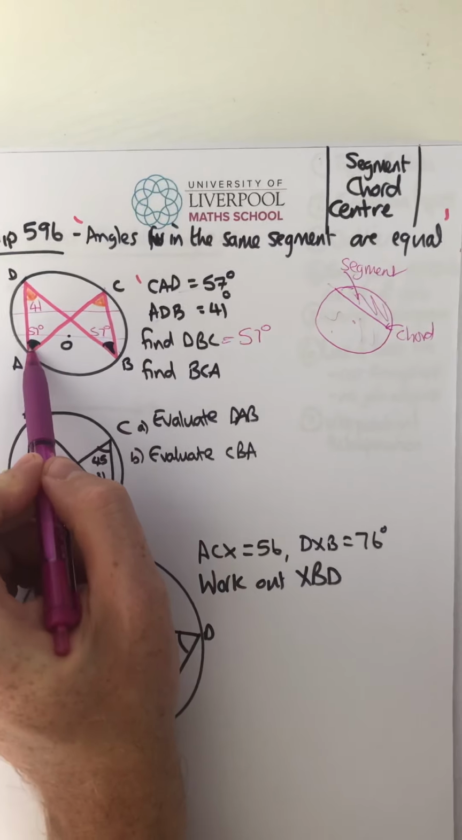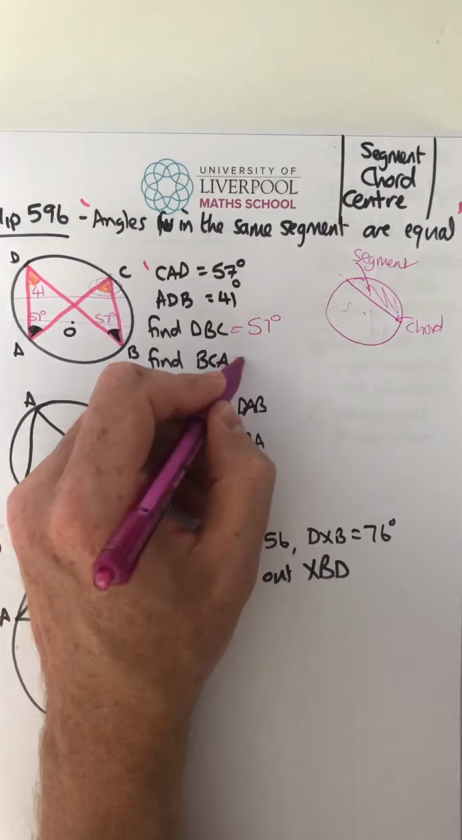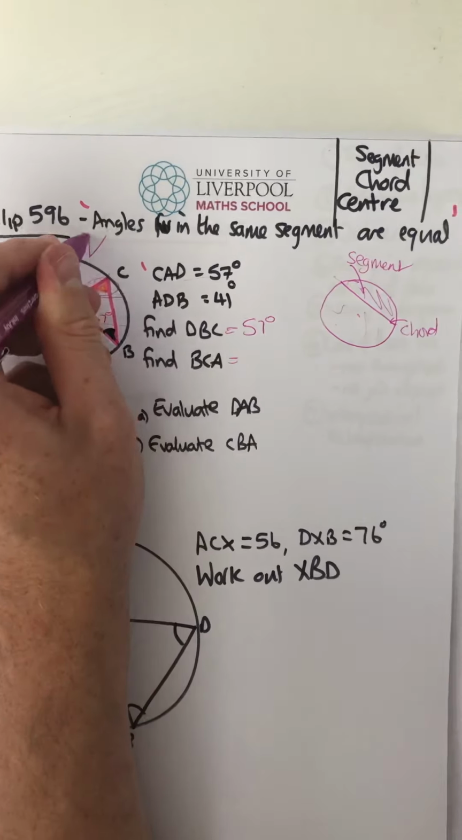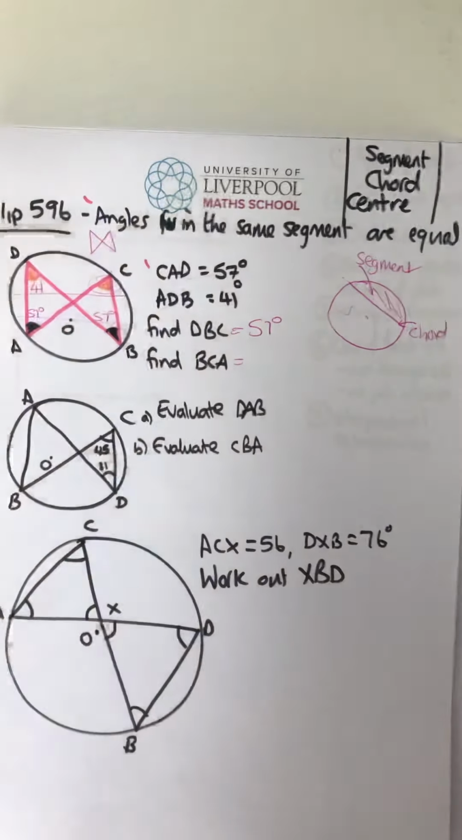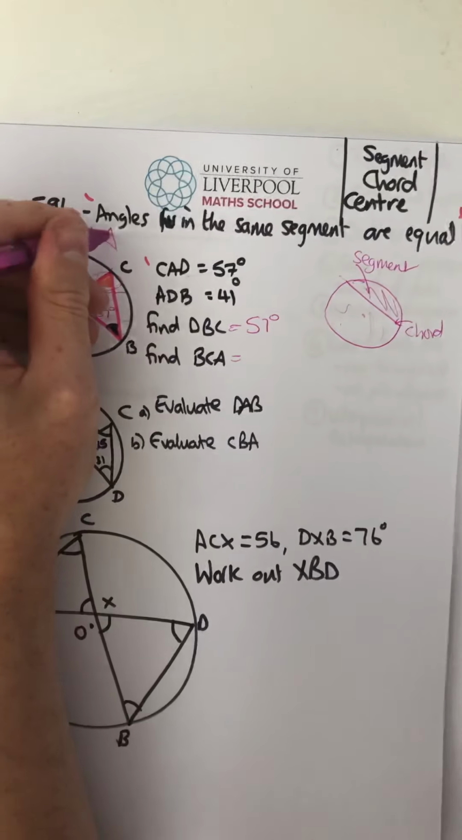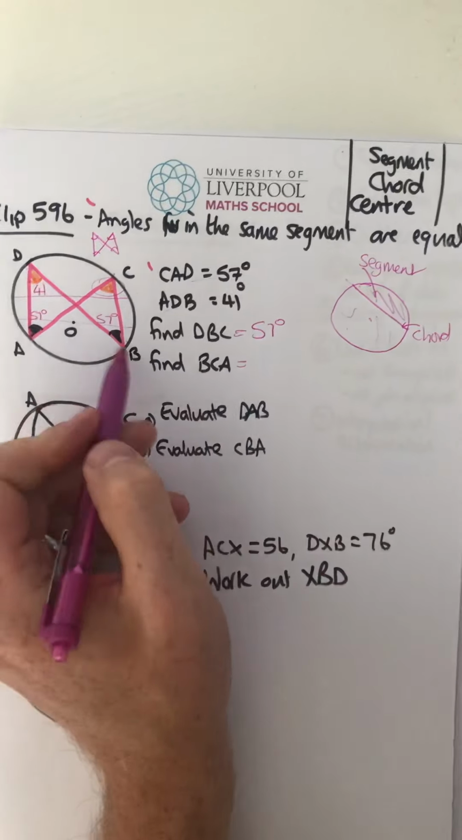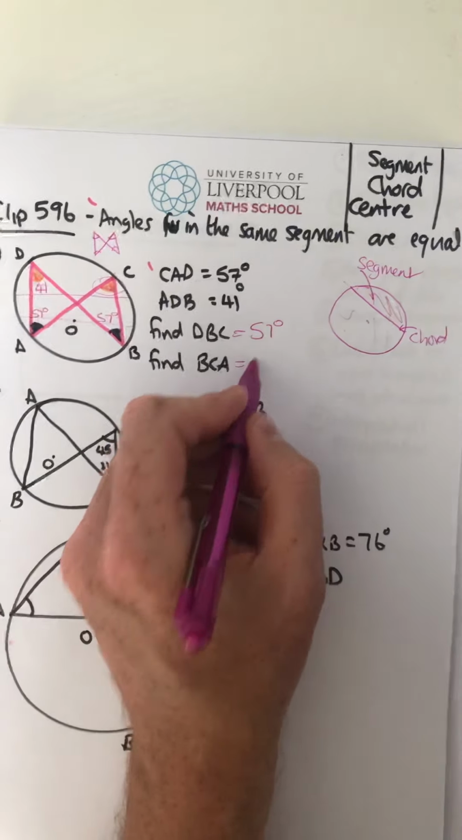BCA, that's this one. Those 2 are the same because they're in the same segment. So it's like a bow tie. That's how to recognise the shape. And it's always these 2 angles are the same, and these 2 will be the same as each other. So BCA is this one, which is the same as that, it's 41.